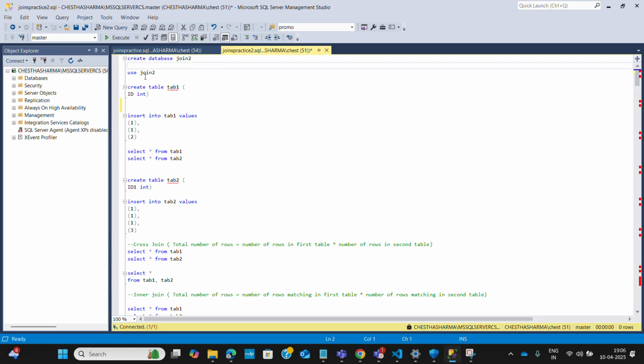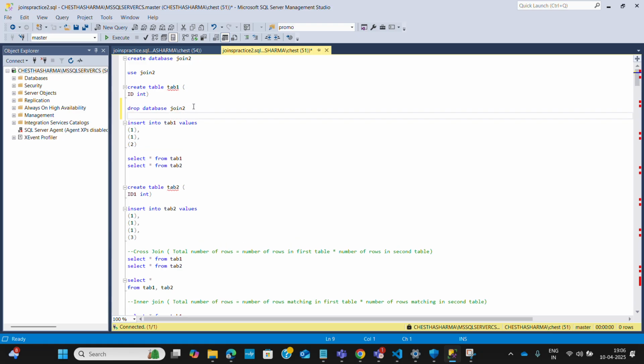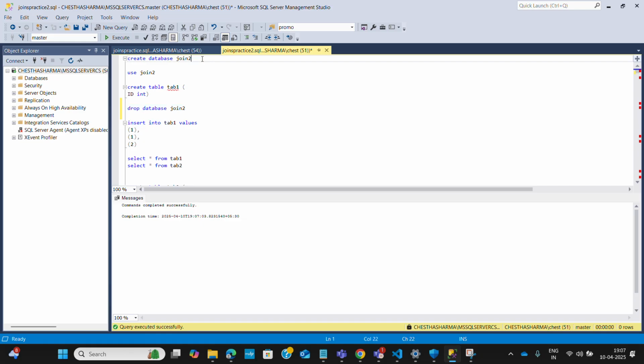For that, first I am basically creating a database. I'm dropping everything and then creating things again so that you can have a good understanding. Only this is the point. So now I'm creating this database, using this database, creating a table named tab1 in this database, and inserting these values in this table.